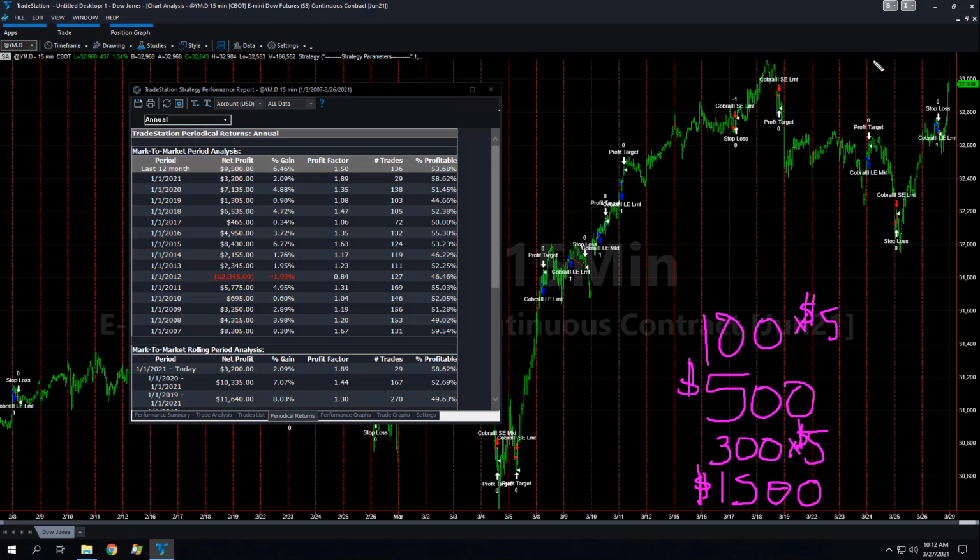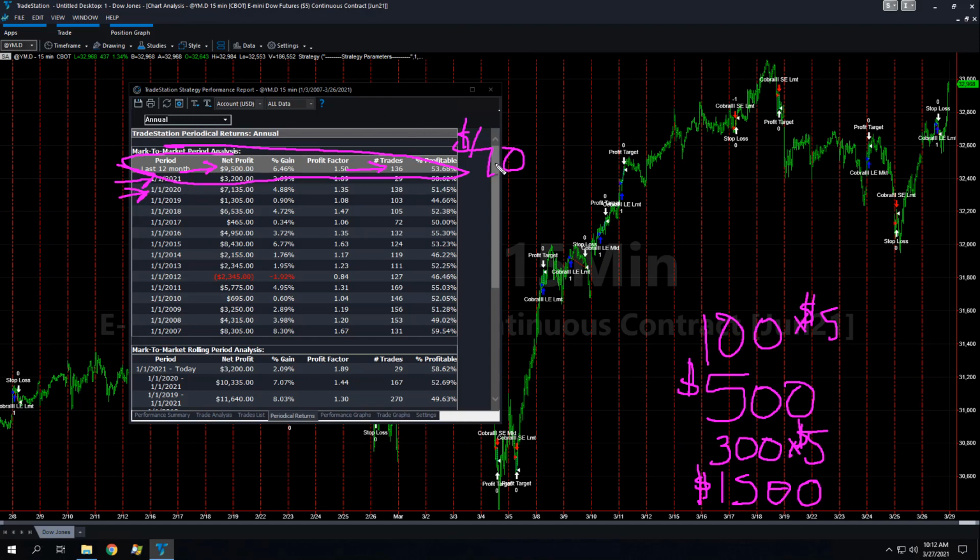So this is where we are. We are in a sweet spot on the Dow. You see here, going back to the last 12 months, $9,500 total net profit with 136 trades. That's right at $70 average trade profit. You see in 2021, we are right at $110. Going back to 2020, just in 2020, $51 average trade profit.